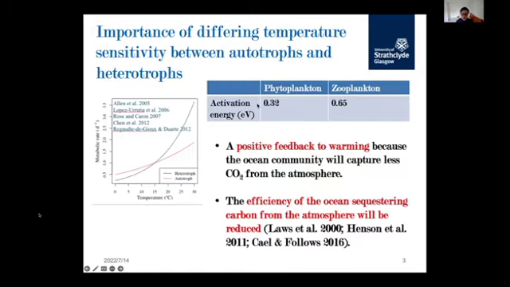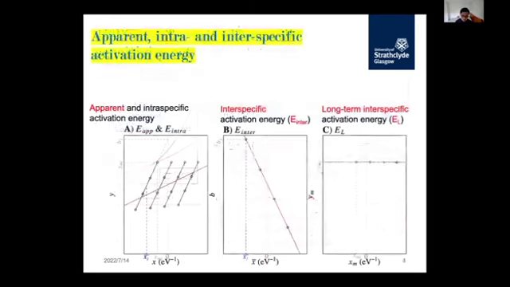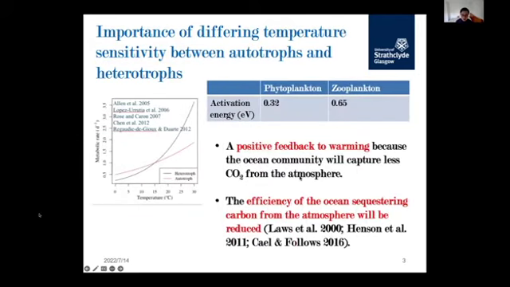Because the effect of this activation energy is exponential, if you convert to the absolute rate, that can differ by almost 4 times if you increase temperature from 0 to 30 degrees. This has important consequences for the global carbon cycle, because as you can imagine, if you increase the temperature, the respiration will increase faster than the photosynthesis. This will provide a positive feedback to warming, and the efficiency of the ocean to sequester carbon from the atmosphere will be reduced.